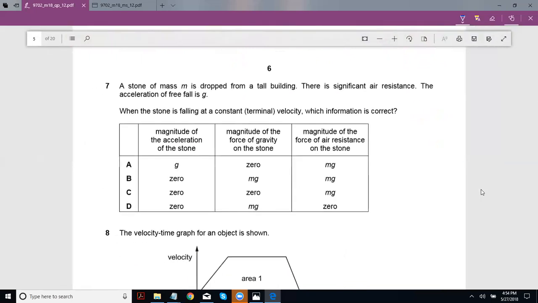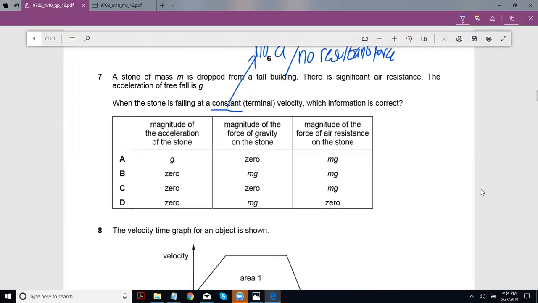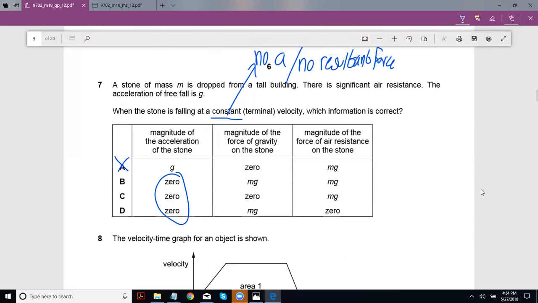A stone of mass m is dropped from a tall building. There is significant air resistance. The acceleration of free fall is g. When a stone is falling at terminal velocity, which is basically constant velocity, then you know there is no acceleration. There is no resultant force. And just by that, you can figure out A is obviously wrong, because the acceleration has to be 0.